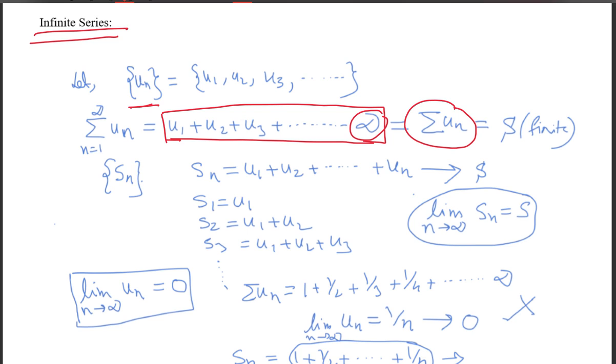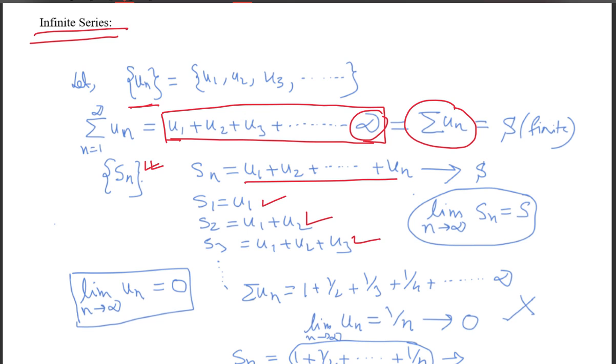Now we are considering another sequence. We construct another sequence, that is Sn. What is Sn? Sn is equal to u1 plus u2 plus up to un. This is called the nth partial sum of the series. So similarly, S1 is equal to u1, S2 is equal to u1 plus u2, S3 is equal to u1 plus u2 plus u3, like this.